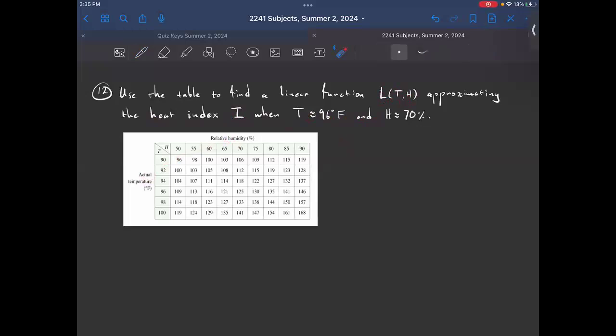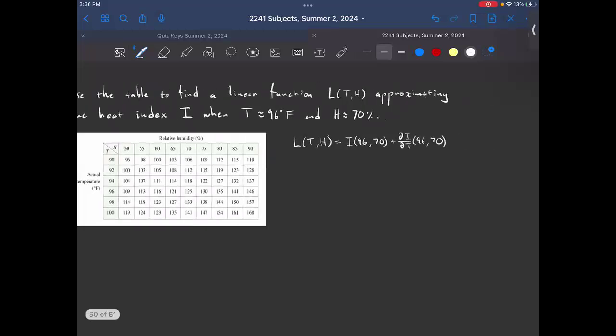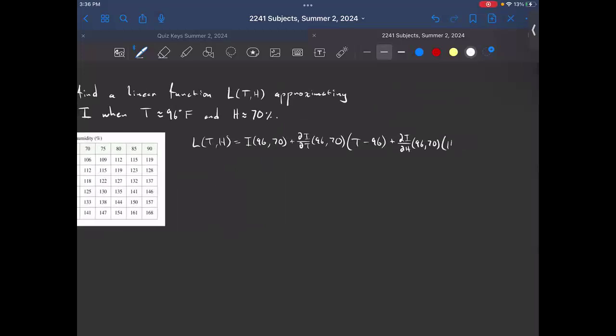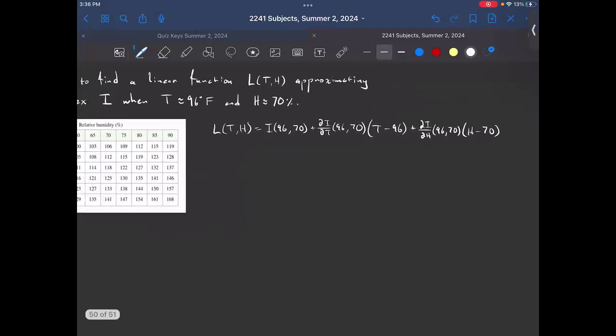So let's write this down again. L of TH is going to be equal to I of 96 and 70 plus dI/dT, also at 96 and 70, times T minus 96 plus dI/dH at 96 and 70, finally times H minus 70. Okay, so there's a lot going on there, but we can go ahead and do some estimation now.